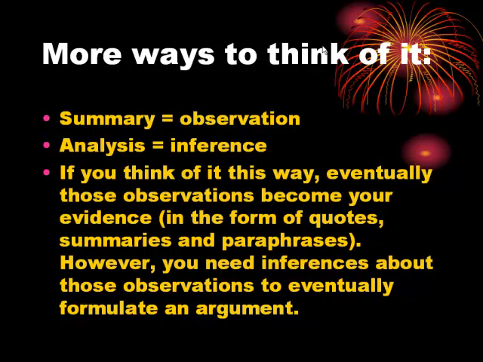If you think of it this way, eventually those observations become the evidence in the form of quotes, summaries, and paraphrases. However, you need inferences about those observations to eventually formulate an argument. You could write a whole paper about why Tim O'Brien's main character is named Tim O'Brien. And you could relate it to all of the many quotes about truth and fiction in those stories, right? Truth versus fiction, or how to tell a true war story, are themes in both Hughes and O'Brien. Hint, hint, it's not the only shared theme, but you could go through and look.